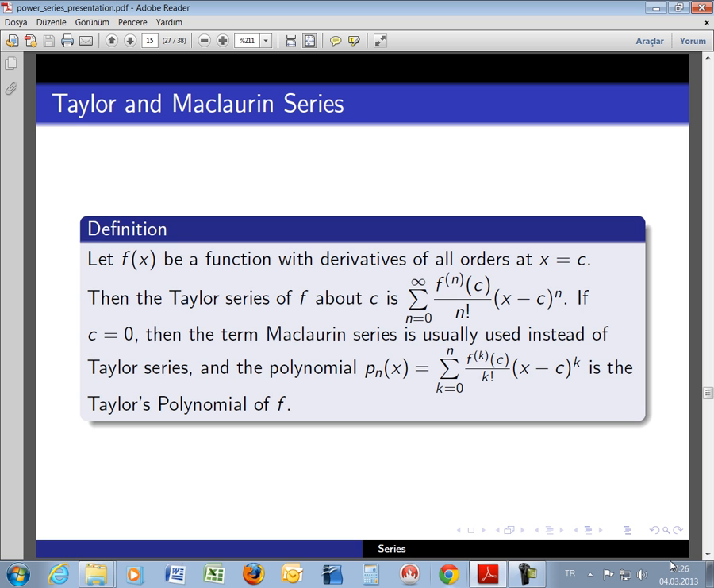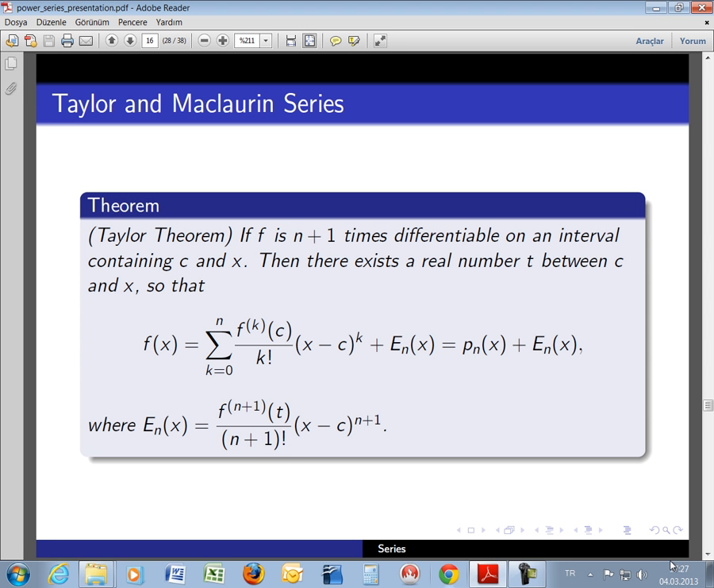After this one can easily understand that every function has a Taylor series representation, but this doesn't mean that every function is equal to its Taylor series. Once more, I want to say that every function has a Taylor series, but the function may not be equal to its Taylor series, where this equivalence condition is given by Taylor's theorem, because in this case we can write a function as the Taylor polynomial P_n of x plus E_n of x, which is called the remainder term or the error term.